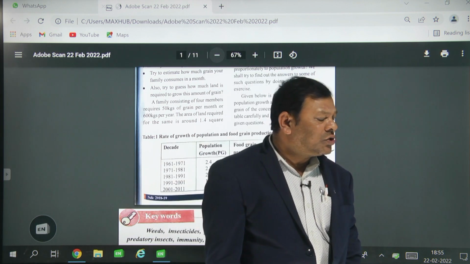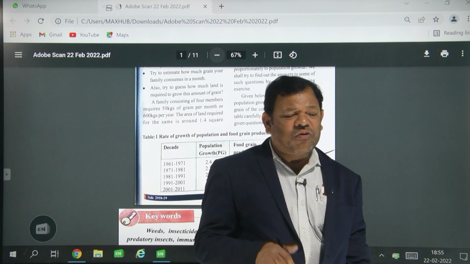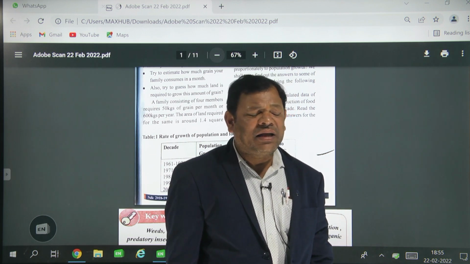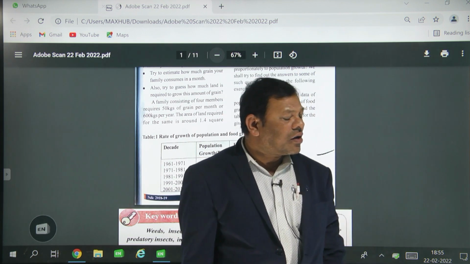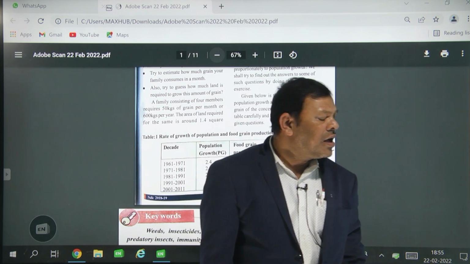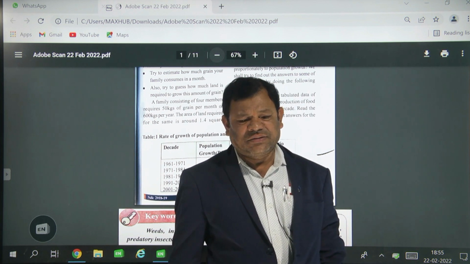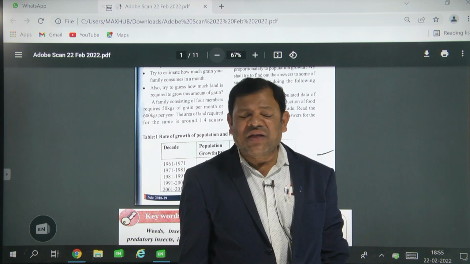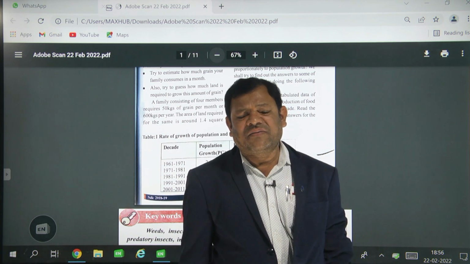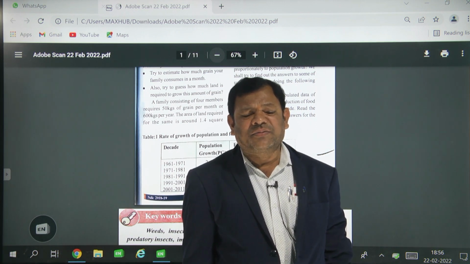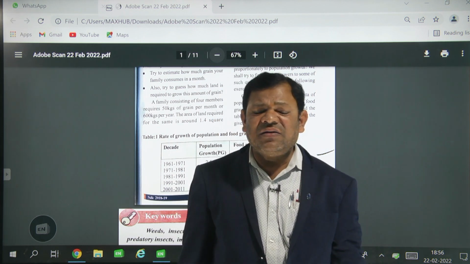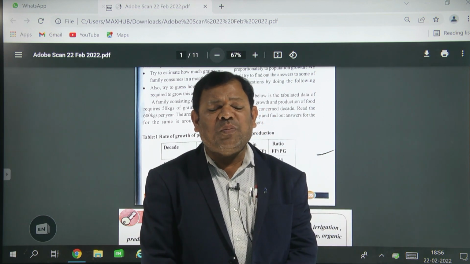Third method, we can develop high yielding varieties. Fourth one is crop rotation. Fifth one is cultivating mixed crops. And sixth one, some crops are very short term crops and some are long term crops. We can grow short term crops. So these are the methods we can use to increase crop production.